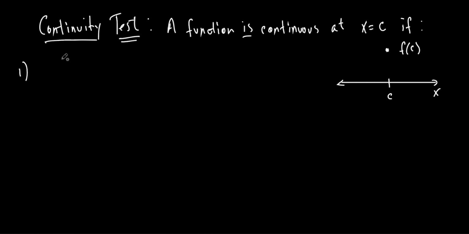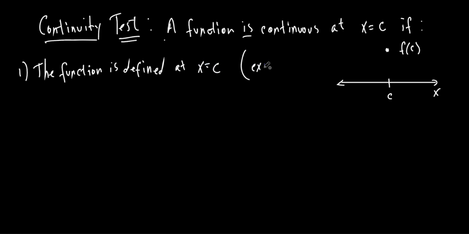It says a function is continuous at x equals c if these following things are true. If the function is defined. Well, I thought everything was defined. If the function is defined at x equals c, which means it just exists, I'll put that in parentheses, as long as it exists.